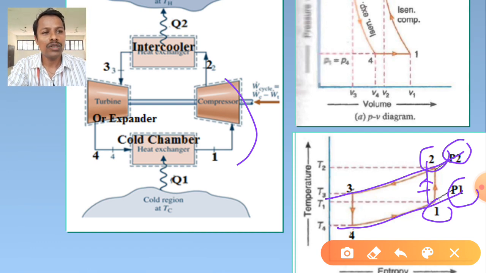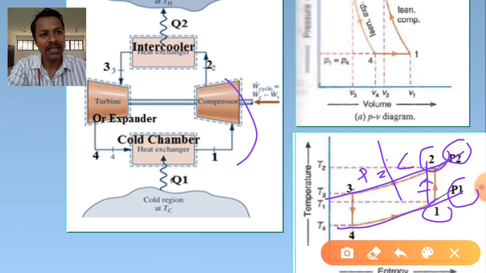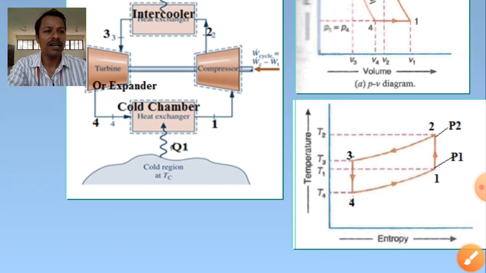Then 2 to 3, wherein pressure remains constant, but heat gets rejected. That is, Q2 amount of heat is rejected into the warm space outside. Because of heat rejection there is a decrease in temperature, from T2 to T3, and entropy also decreases. That is the reason we draw the TS diagram in this way.